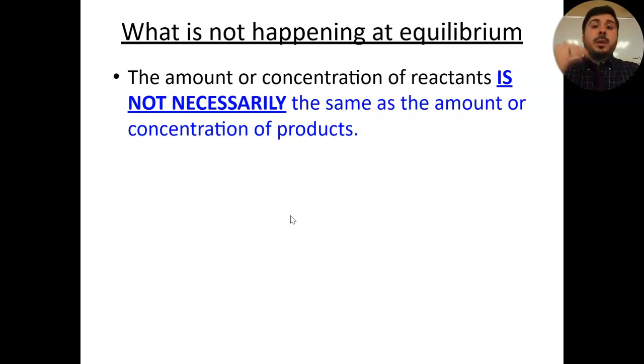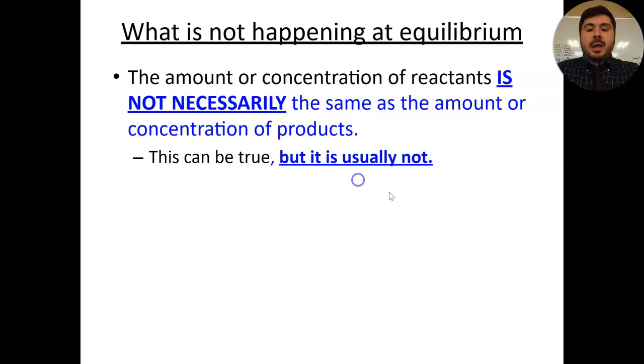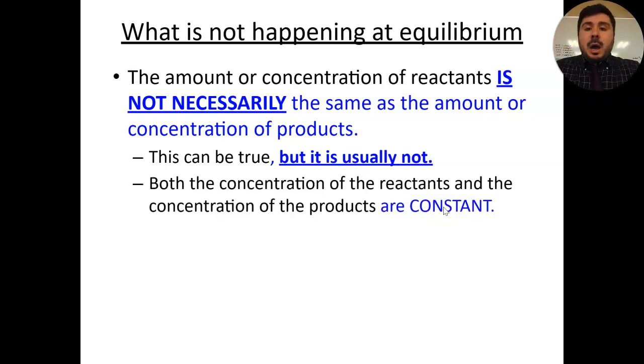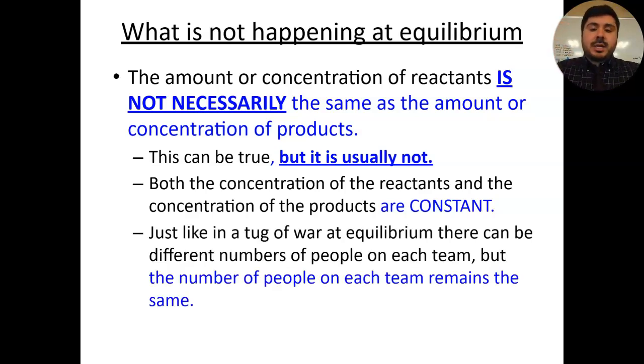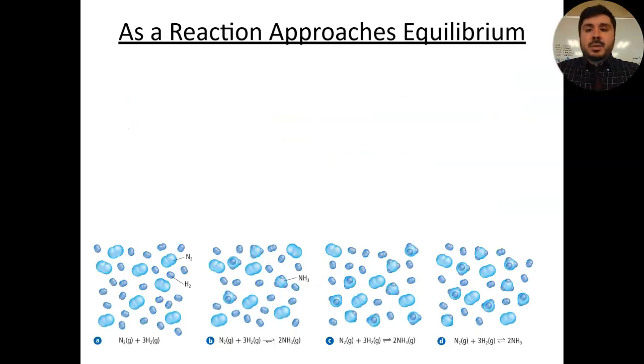It just means they're not equal, but they are constant. Sometimes they are going to be equal and constant, but usually the concentrations of the reactants and the products are constant, but not equal. So just like in tug of war at equilibrium, there can be a different number of people on each team, but the number of people on each team remains the same.